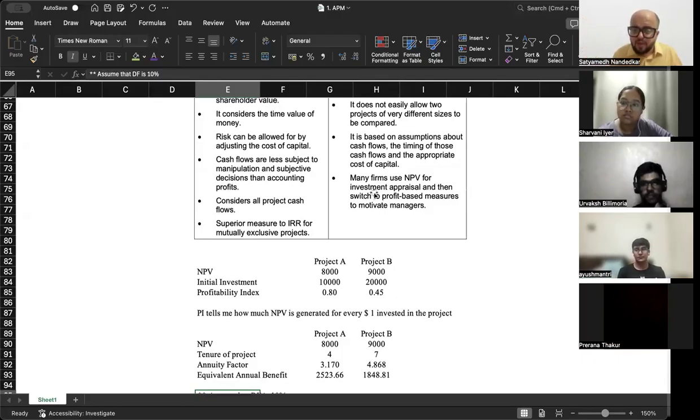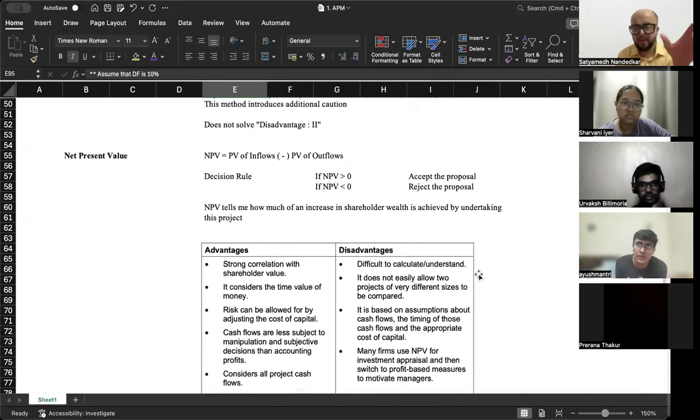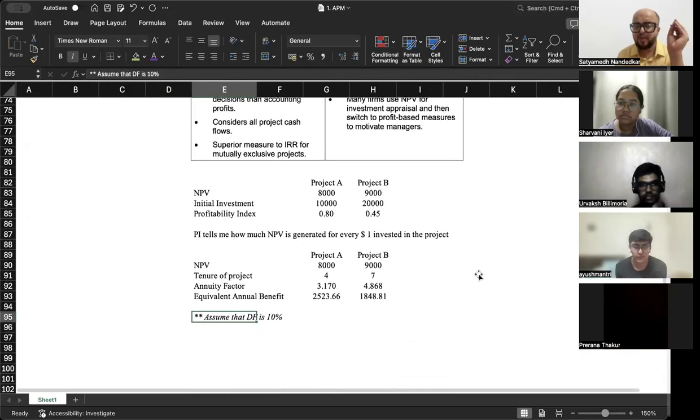And many firms use NPV for investment appraisal and then switch to profit-based measures to motivate managers. This is stupidity on behalf of the firm. You start with a cash flow based measure, and then when managers feel that we'll never be able to achieve the target, then you shift to a profit based measure so as to extract some performance out of them, and that's not a winning combination in any way. So the NPV method is great, but these are some of the challenges associated with the NPV method.